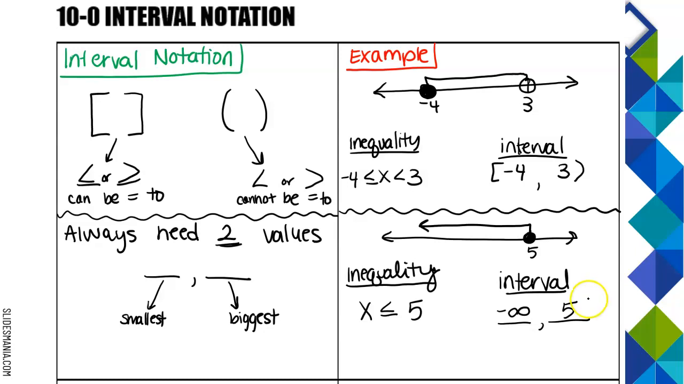We are going to use a bracket next to the 5 because we can equal 5, and we will have a parenthesis next to the infinity because we can never equal infinity, either positive or -infinity. So if you put an infinity in there, you will have a regular parenthesis because you will never equal it.